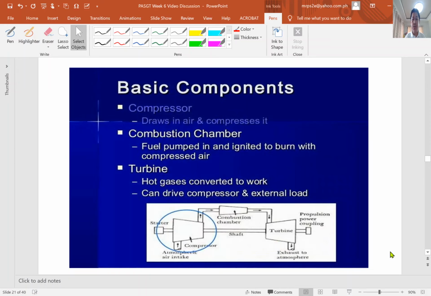So this one here. Of course, this compressor draws air and compresses air. Combustion chamber: here fuel is pumped and ignited to burn the compressed air. So here, this area. Turbine: hot gas is converted to work. So this area, and it can drive the compressor and external load. This area.